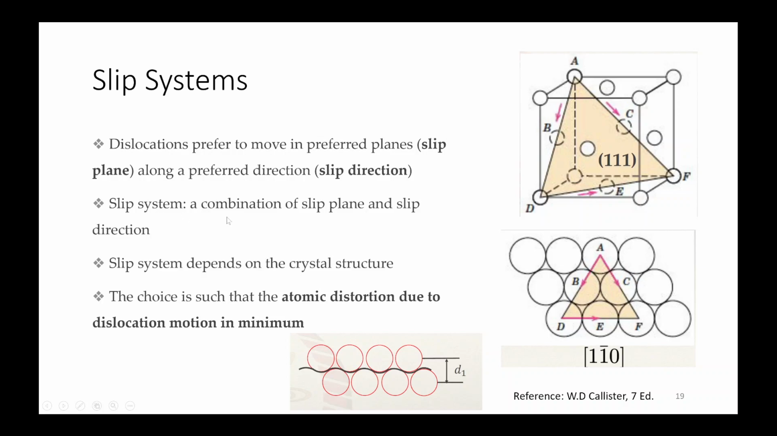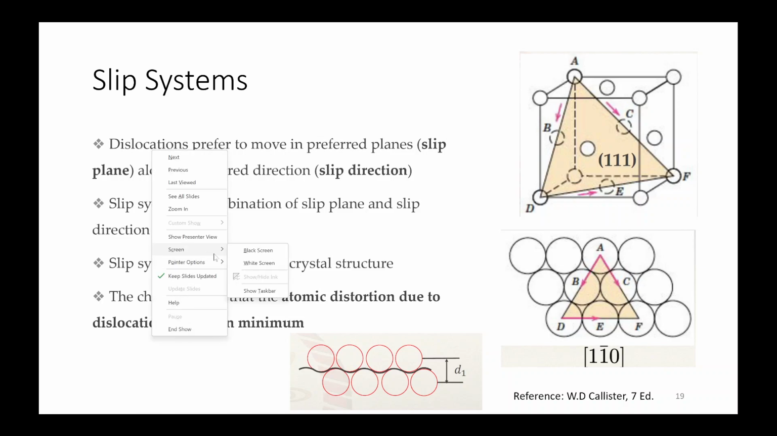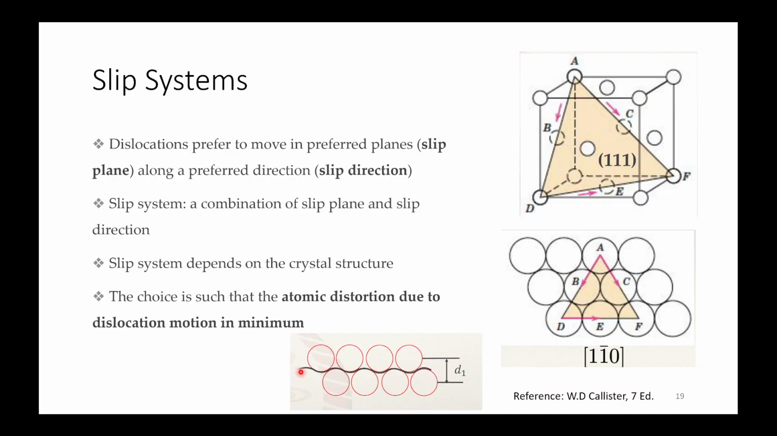Now a slip system is a combination of slip plane and slip direction, and the slip system depends on the crystal structure. So for FCC there will be a particular slip system, and for BCC it will be different. The choice is such that the atomic distortion due to dislocation motion is minimum. For example, if your dislocation is moving along this direction, this is the interplanar distance T1. This T1 should be highest in the case of easy glide, and the interatomic distance should be the lowest.